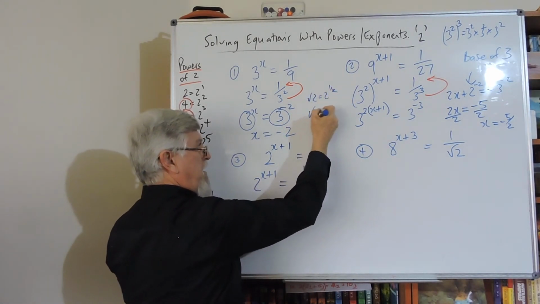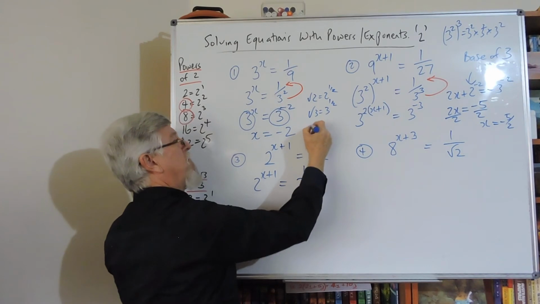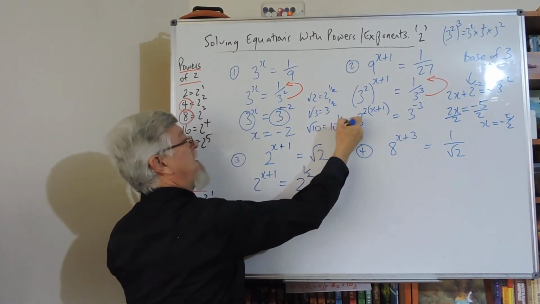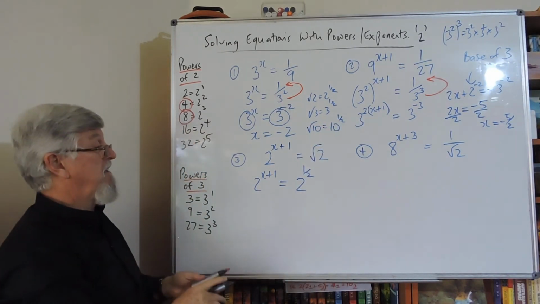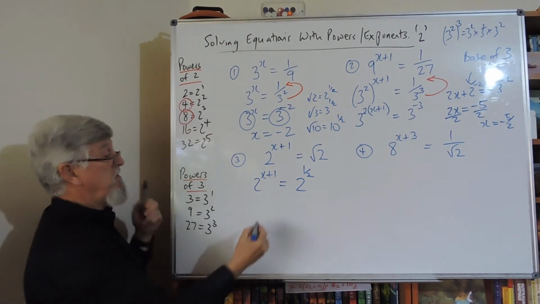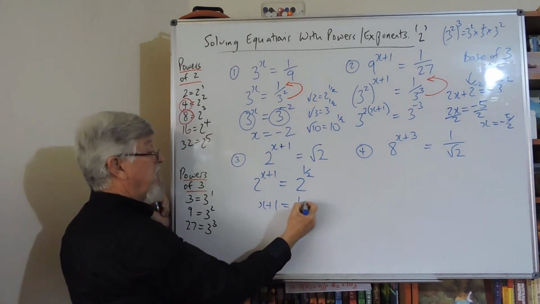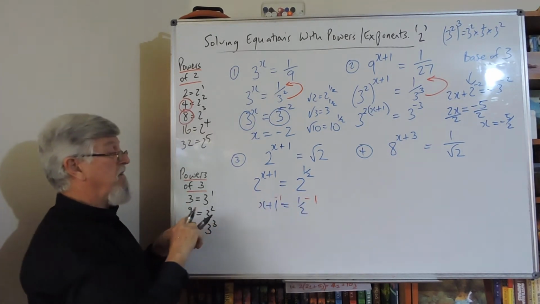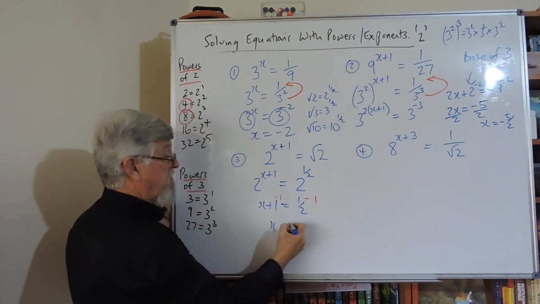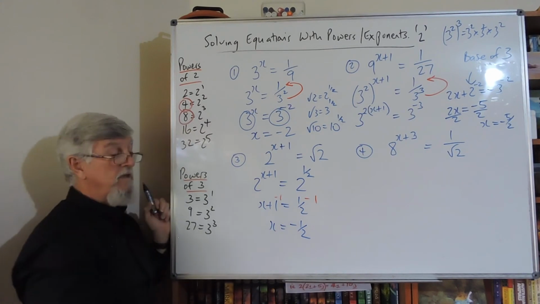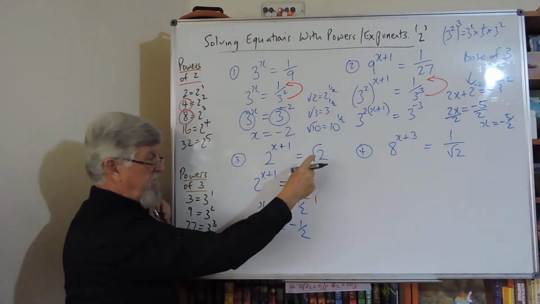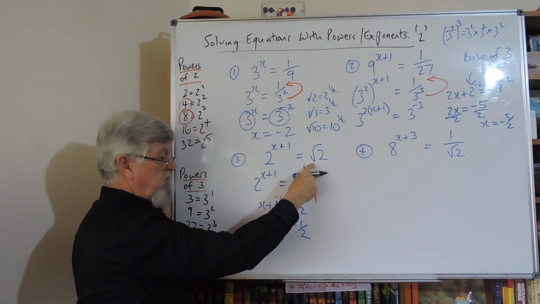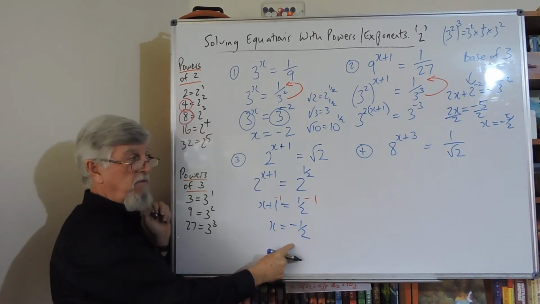So root 3 is 3 to the half. So root 10 is 10 to the half. So we write a square root with a half. So now we've got a really simple equation: x plus 1 equals a half. If I subtract 1 from this side, I subtract 1 from that side, and I've got x equals minus a half. Now if you're confident enough with your index laws and what happens with square roots, you might see that answer in your head from the beginning.